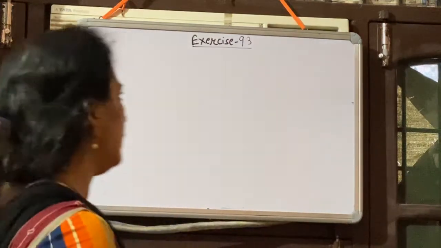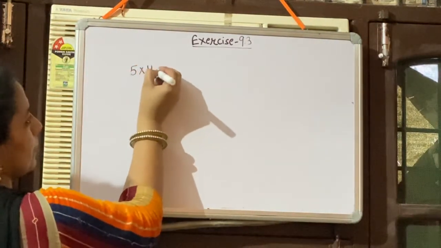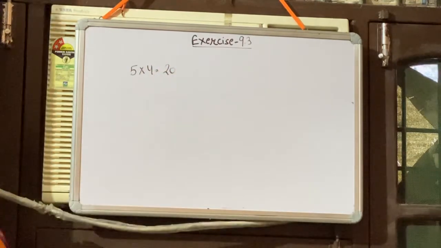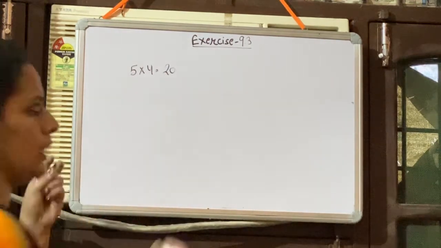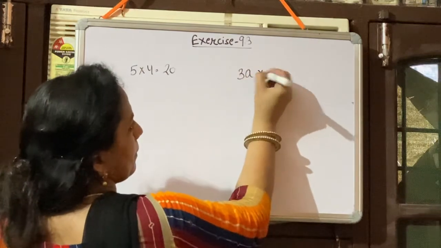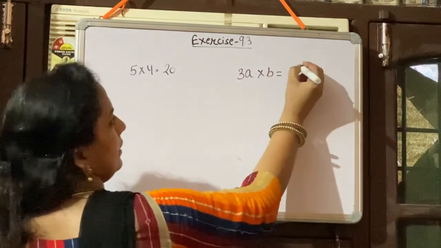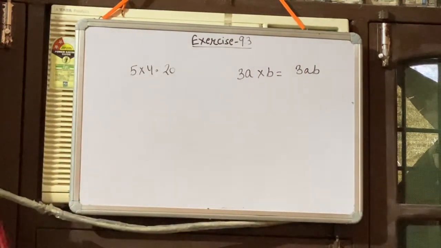For example, if we take 5 multiply 4, that is equal to 20. In arithmetic, we multiply numbers this way. In algebra, if we have a number, then it will be just like this.